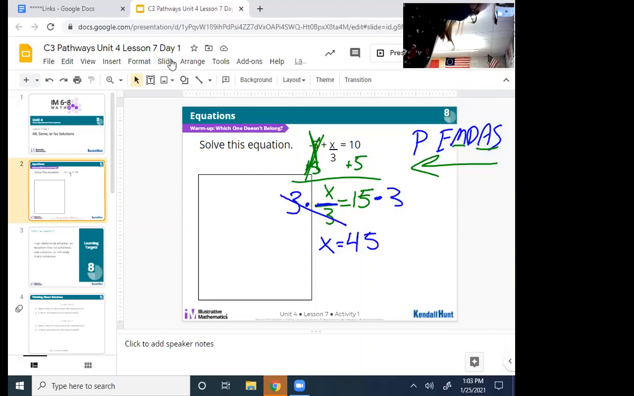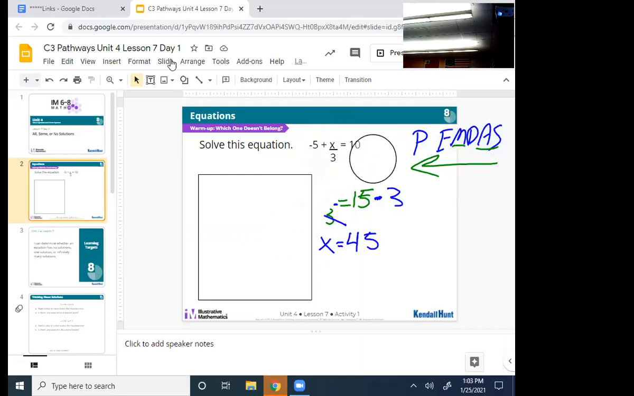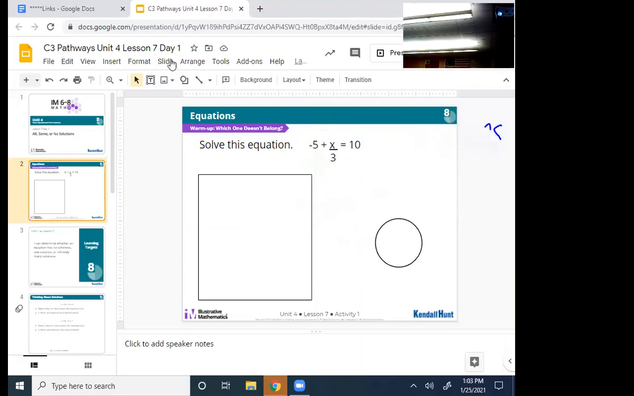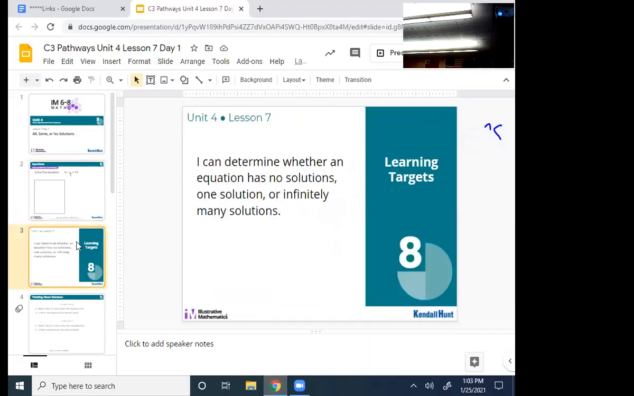Okay, so we have this guy here. Let's look at our learning target for today. Our learning target for today is going to be as follows. We're looking at this guy here, and we're throwing in a new idea. We can now determine whether an equation has no solution, one solution, or infinitely many solutions. We don't know what those mean yet. So let's take a look at some new vocabulary for ourselves.